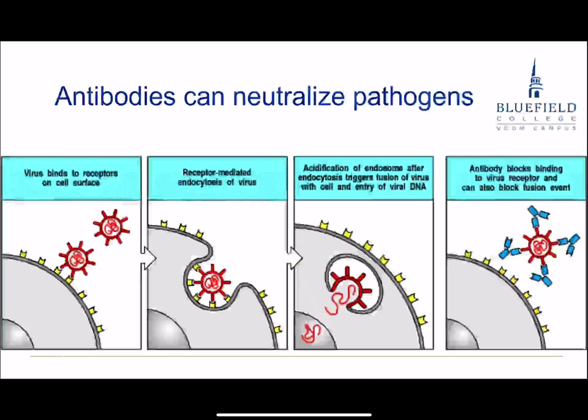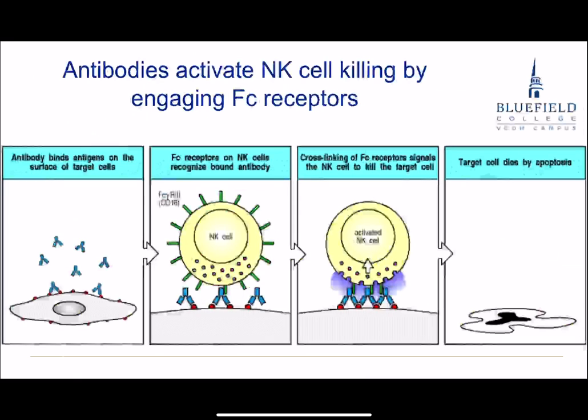Okay. Antibodies can also activate natural killer cells. So natural killer cells have Fc receptors, and they can bind the antibody that has bound the pathogen. And then remember, natural killer cells use perforin and granzyme. So the natural killer cell with its Fc receptor binds to the Fc portion of the antibody that's bound to its epitope, and then the NK cell can kill that tumor cell or that pathogen, and the target cell dies by apoptosis. So this is really great with cancer.